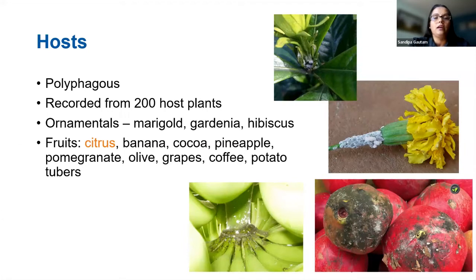Now, when it comes to hosts, mealybugs are one of those species that can feed on pretty much everything. They are very polyphagous. They have been recorded from more than 200 host plants. They are often found on ornamental shrubs in the landscape, and are a problem in greenhouses. They are a concerning pest in marigold, gardenia, and hibiscus plants when it comes to ornamentals. And among fruit crops, citrus is a host, and other fruit crops where mealybug can be economic pests are bananas, cocoa, pineapple, pomegranates, olives, grapes, coffee, and potato tubers. In some countries where coffee is commercially produced, citrus mealybug is one of the key pest species of coffee.